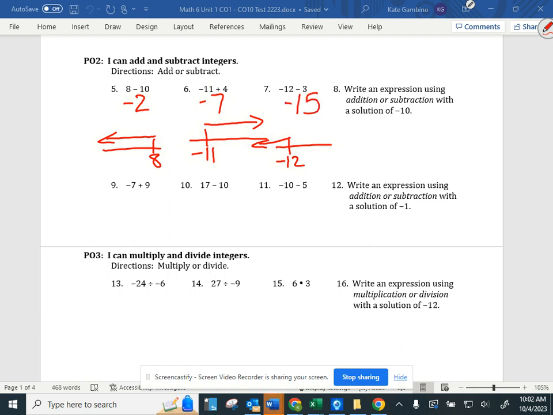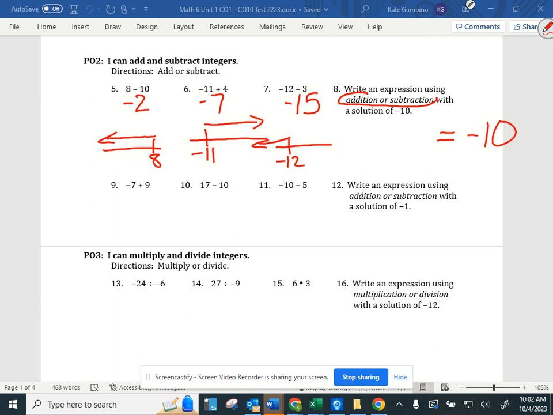Then it says write an expression using addition or subtraction with a solution of negative 10. Some of us came up and asked me what that meant, and that you can do that on a test. When you come to something that you don't know what to do, come ask me. Because when it's a solution, we have to equal negative 10. Some of us missed that.